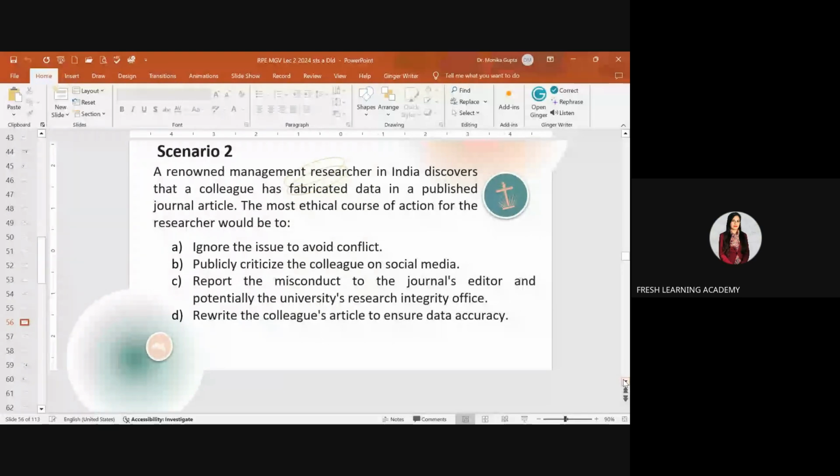It should be C. Yes, C. Report the misconduct to the journal. Report the misconduct. To whom? To the journal, the respective journal. Okay. Report the misconduct. That is option C. Right. Agreed.